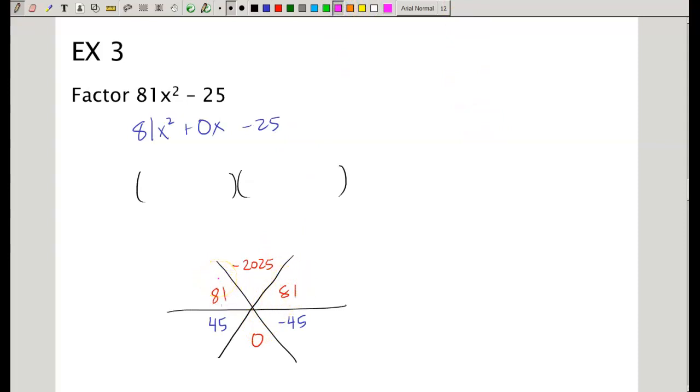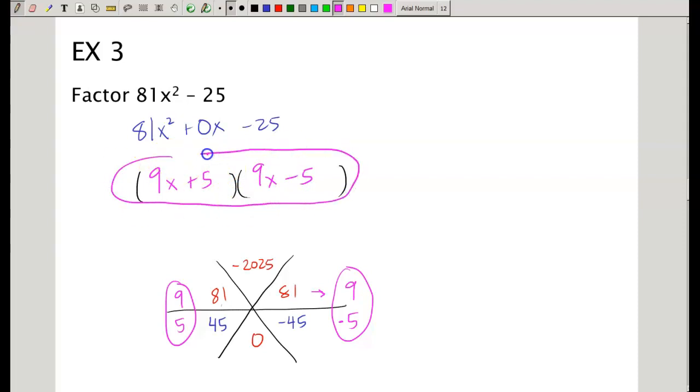If you look at 81 over 45, they both have a common factor of 9. So if you treated these as fractions, 81 over 45, if you reduce that fraction, you get 9 over 5, right? So there's my reduced column, and this should be negative, so it'd be 9 over negative 5. And if I reduced this column over here, I would just have 9 over 5. So there's my reduced column there. Therefore my answer is 9x plus 5 and 9x minus 5.